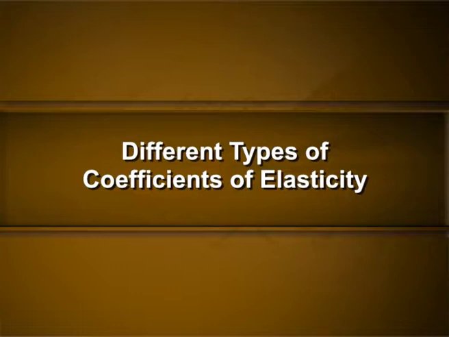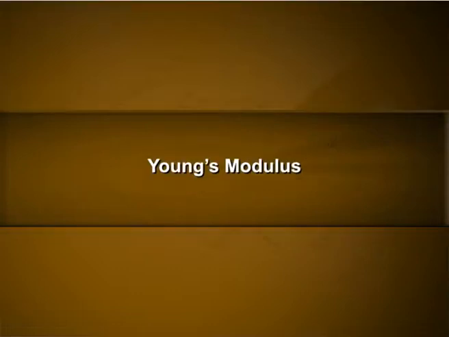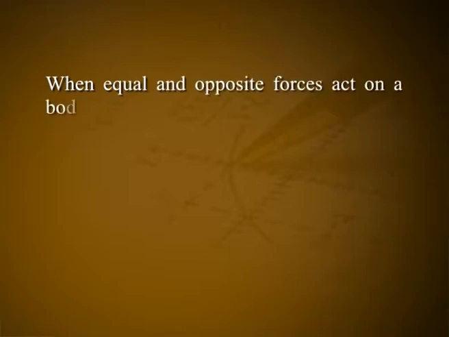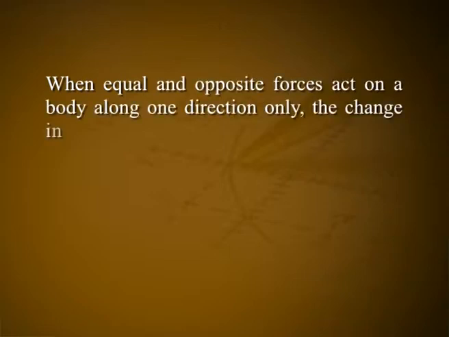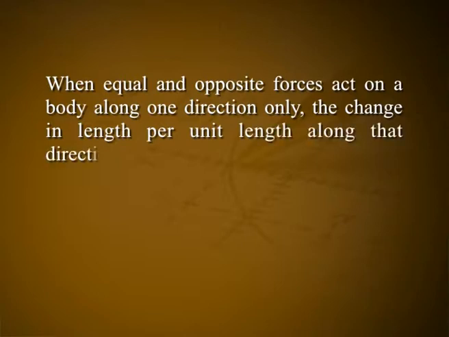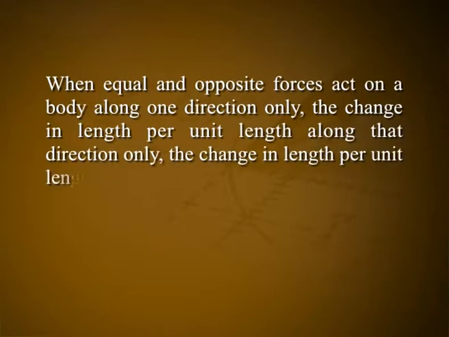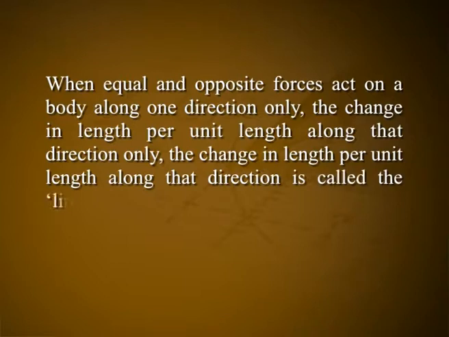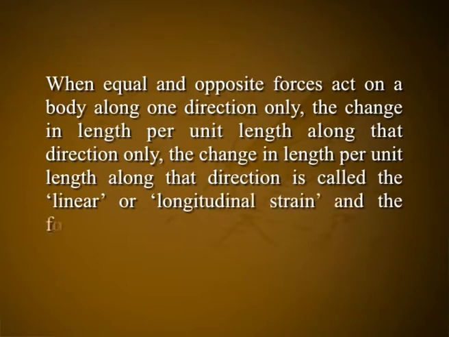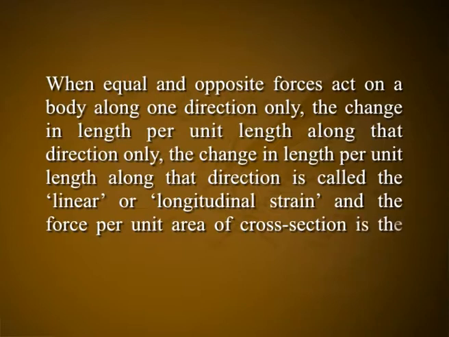Different types of coefficient of elasticity. Young's modulus. When equal and opposite forces act on a body along one direction only, the change in length per unit length along that direction is called the linear or longitudinal strain, and the force per unit area of cross section is the longitudinal stress. Within the elastic limits, the ratio of the longitudinal stress to longitudinal strain is called the Young's modulus of the material of the body.